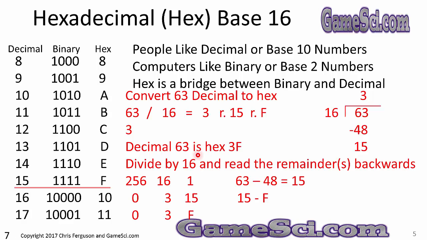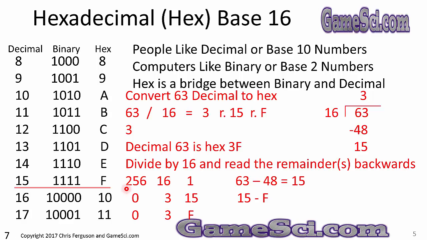Divide by 16, or the base, and read the remainders backwards. Remarkably similar to converting decimal to binary. When you want to convert decimal to binary, you divide by 2 and look at the remainders. When you want to convert to base 16, you divide by 16 and look at the remainders.